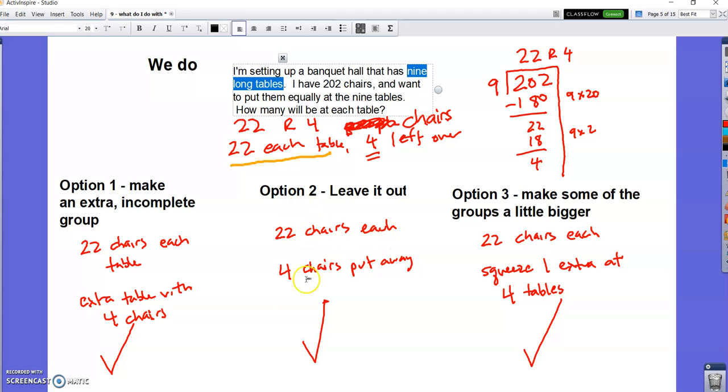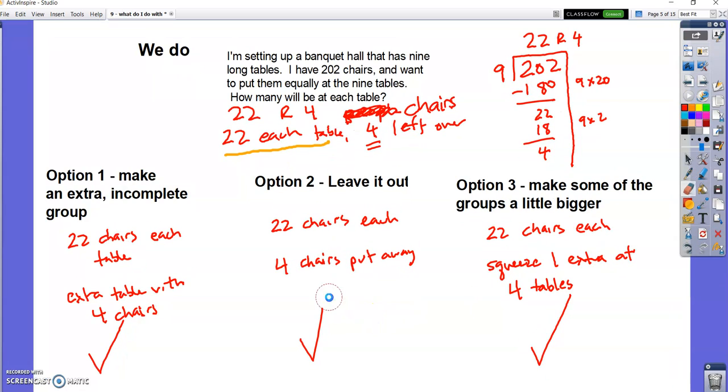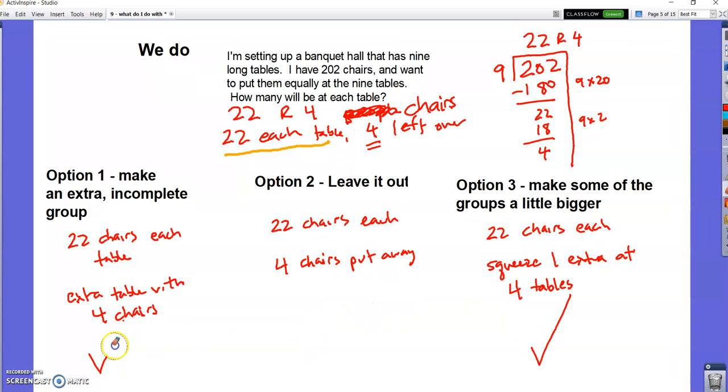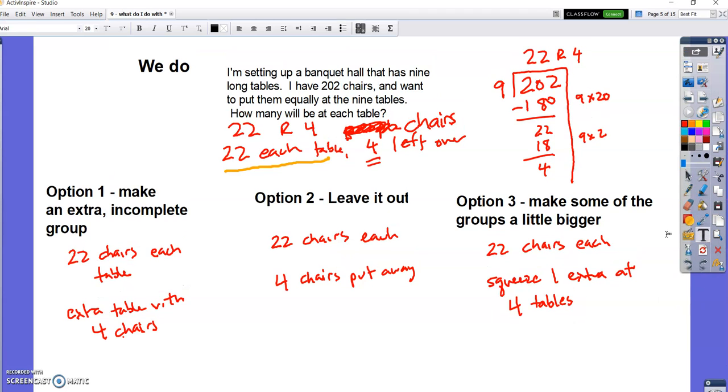Leave it out, 22 chairs at each one, put 4 chairs away, that would be fine. Or option 3, make some a little bigger, 22 chairs at each, squeeze 1 extra at 4 tables. I like that too. I think, just in case they're hard to fit another one, it probably doesn't matter. I think really 2 or 3 are fine. And you can choose to explain each one that you care to. I'm going to probably choose option 2 this time.